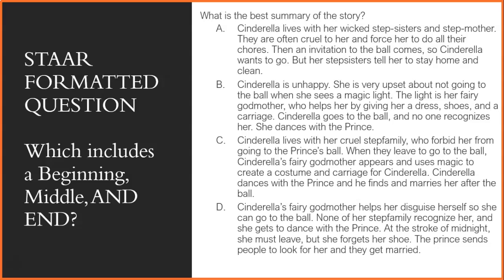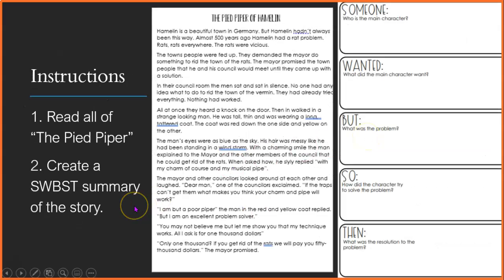D says, Cinderella's fairy godmother helps her disguise herself so she can go to the ball. None of her stepfamily recognize her, and she gets to dance with the prince. At the stroke of midnight, she must leave, but she forgets her shoe. The prince sends people to look for her, and they get married. That looks really close. A lot of those details are written well, and it looks like C. But if you notice, it doesn't mention the beginning. So our best answer is going to be C.